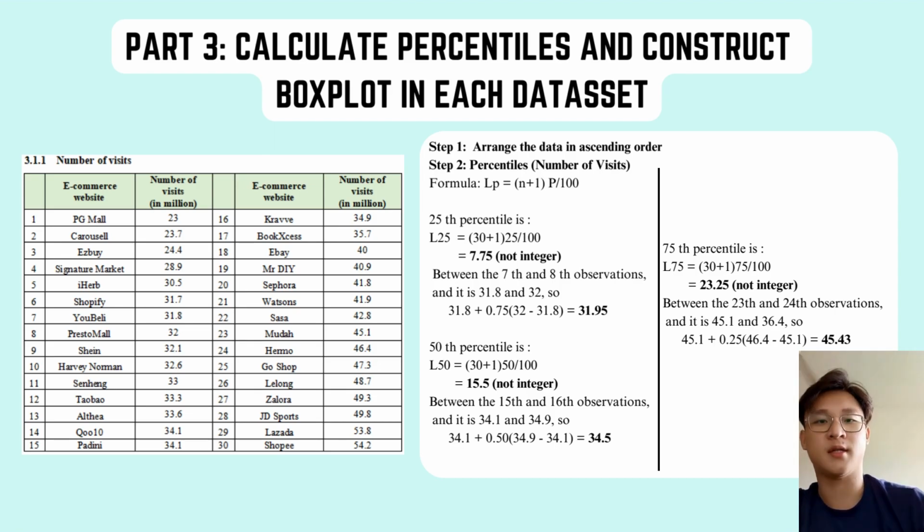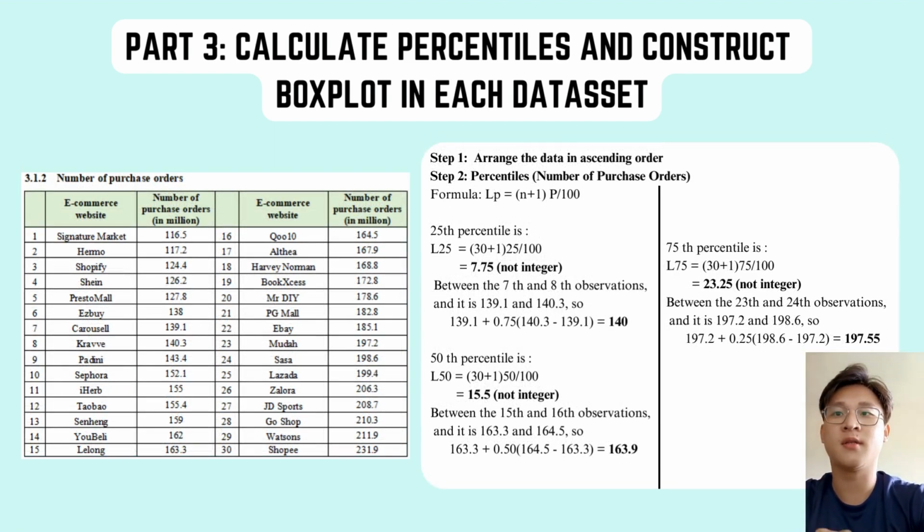That is the 75th percentile. We will calculate the percentile of the number of purchase orders. The 25th percentile is 7.75. So next is 139.1 plus 0.75 times (140.3 minus 139.1), and we will get the answer, which is 140.